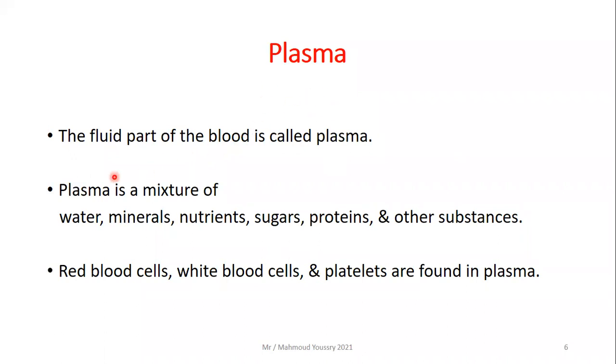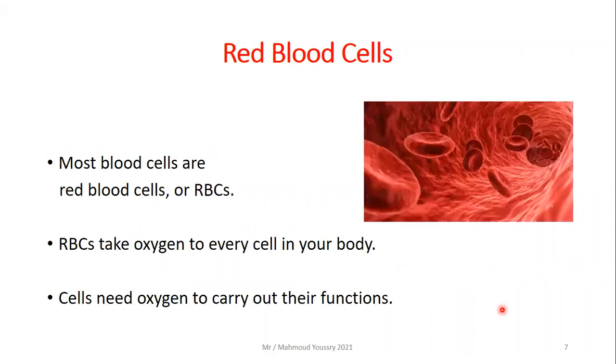First, plasma. The fluid part of the blood is called the plasma. This is what makes blood like a fluid. Plasma is a mixture of water, minerals, nutrients, sugars, proteins, and other substances. Actually, the red blood cells, white blood cells, and the platelets are found in plasma.